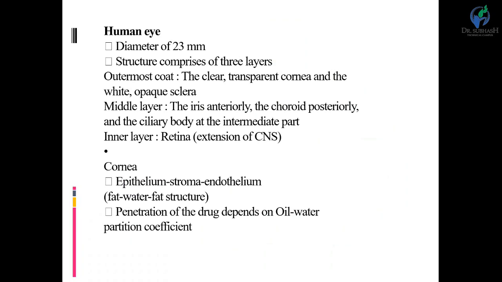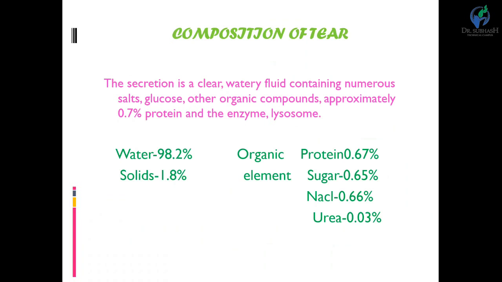Further, we have to know that the human eye has a diameter of about 23 millimeters, and its structure is comprised of three layers: outermost, middle and inner. The outermost is the clear transparent cornea, the middle layer is the iris, and the inner layer is the retina. That is the basic information we have to know. In the cornea, the epithelium has water and fat structures, and the penetration of drugs depends on their oil-water partition coefficient for permeability or absorption.